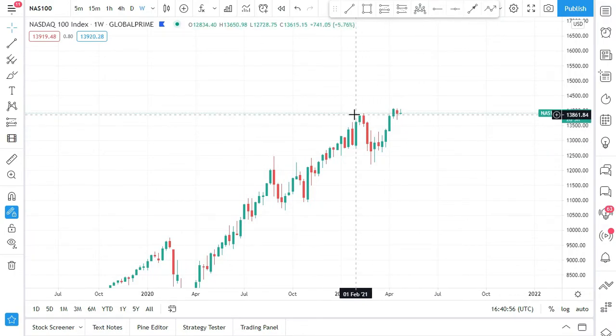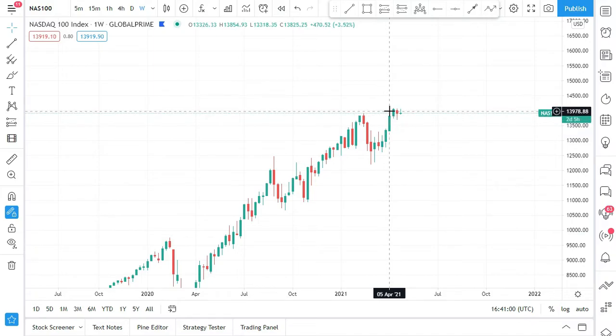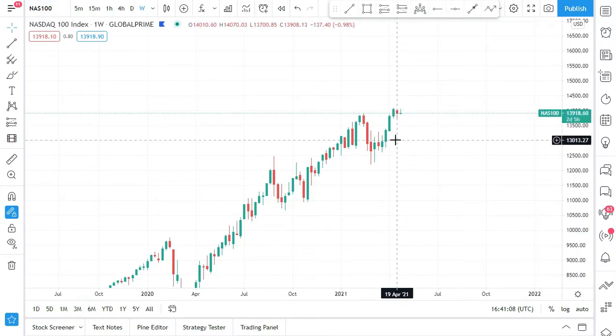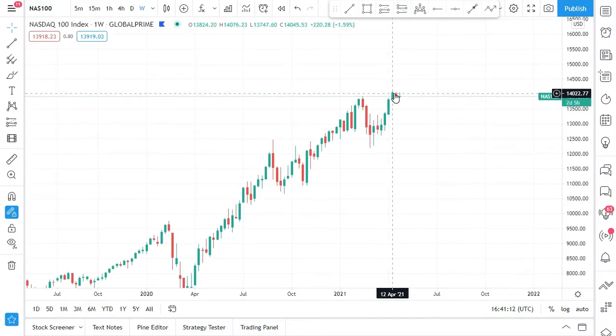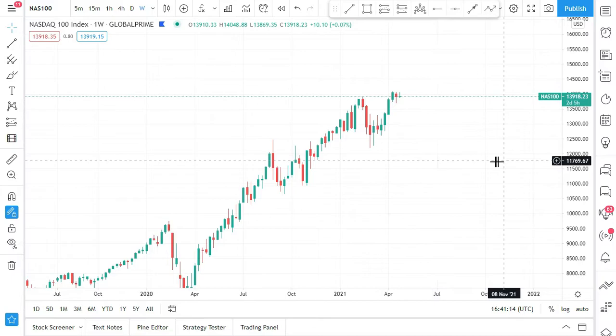In my previous videos I did mention that every time Nasdaq breaks a high, it creates a new high, followed by a long or a short. If you check here, this is our new high. Let me just zoom in.